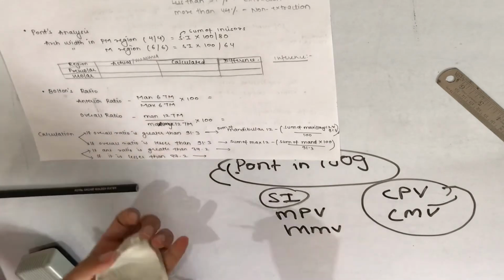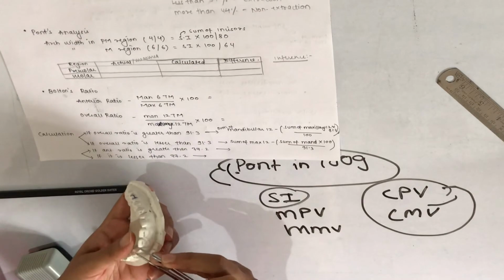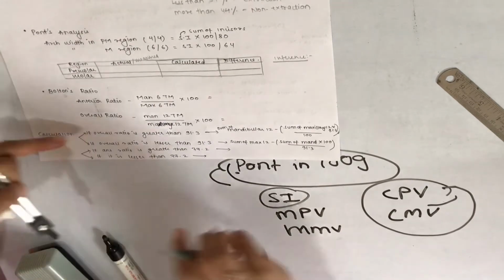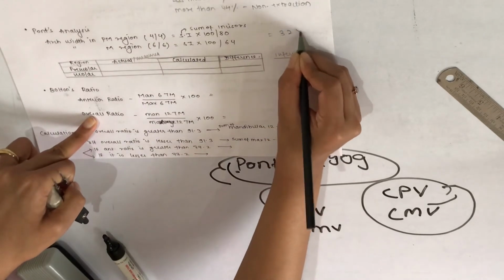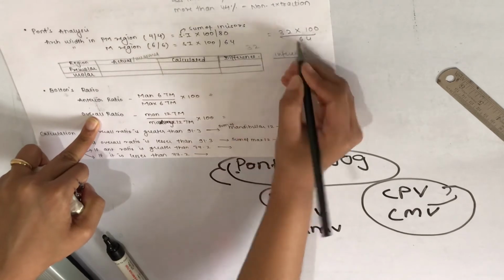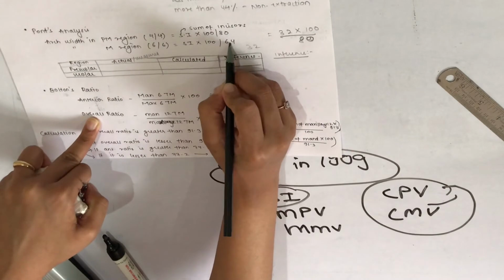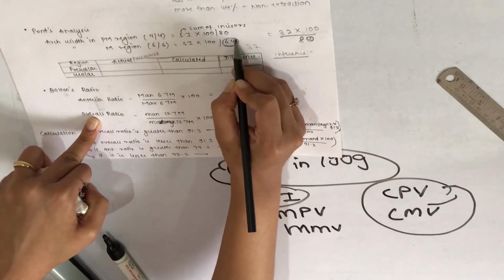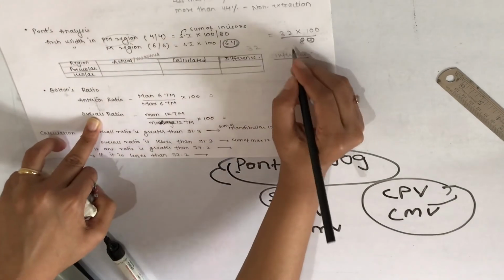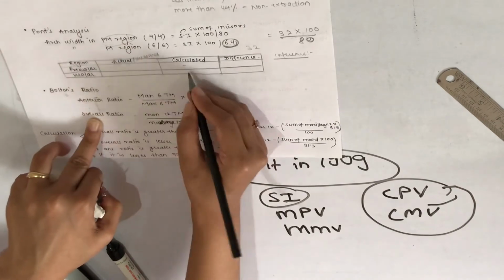Sum of incisors is nothing but you just measure the mesiodistal width of all the incisors of the maxillary arch, and suppose this is 32. So your sum of incisors is 32 into 100 upon 64. When the denominator is 64, it is for molar, and when it is 80, it is for premolar. Like this you are going to calculate it, and you have to write whatever the value is for premolar and for molar.